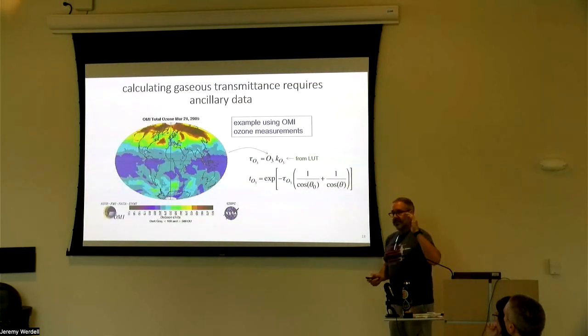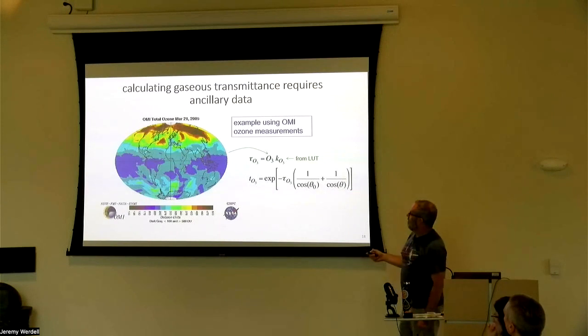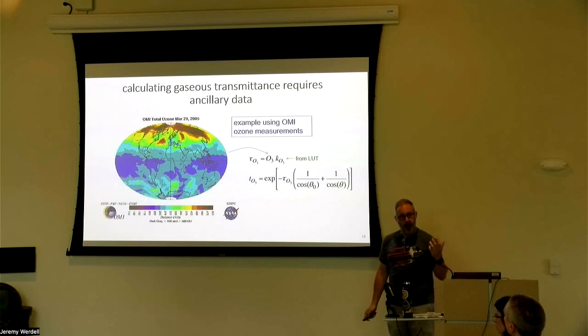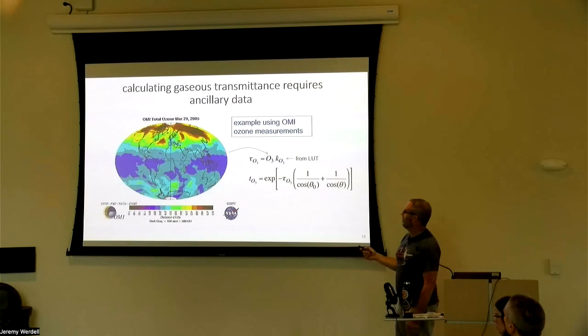So we can't proceed without some measure of ozone, like we just talked about. There are satellites and there are models that actually provide estimates of ozone on global scales. And this is just an example from a satellite called OMI.